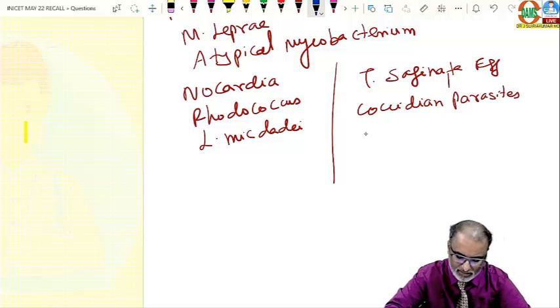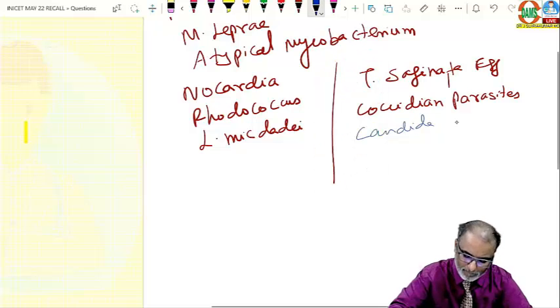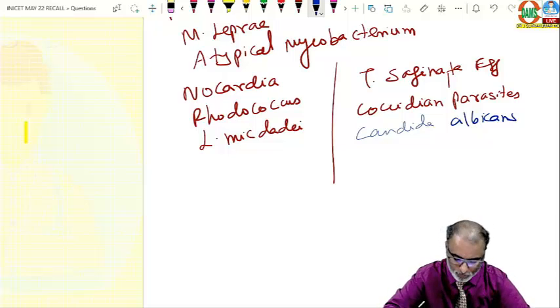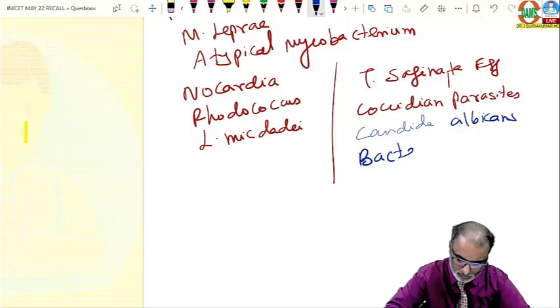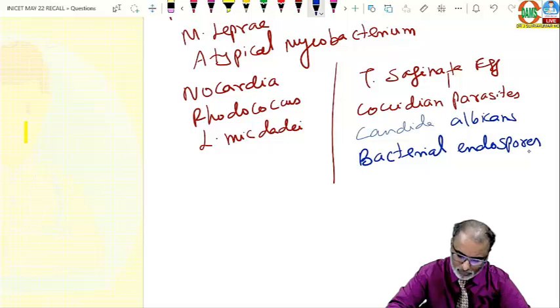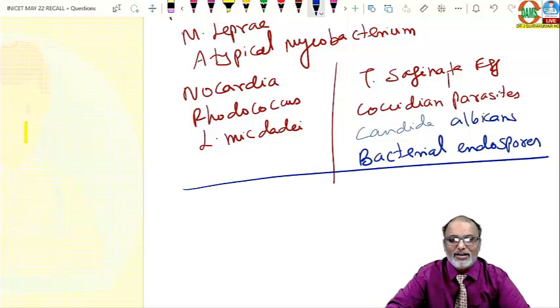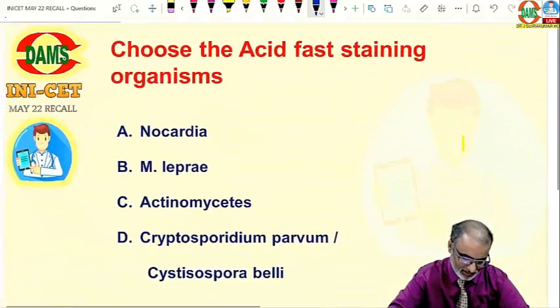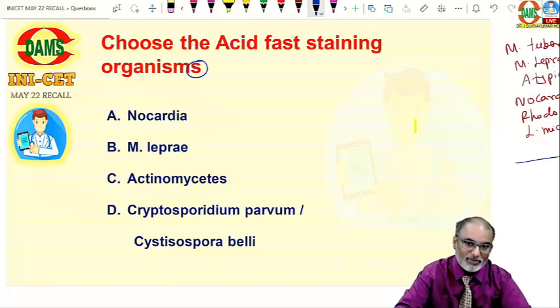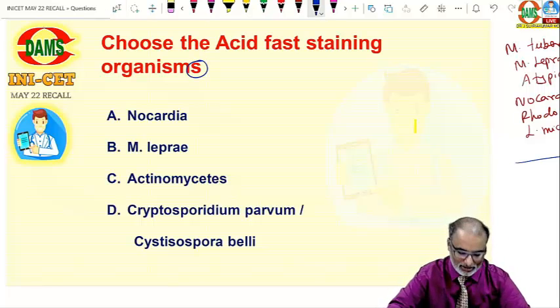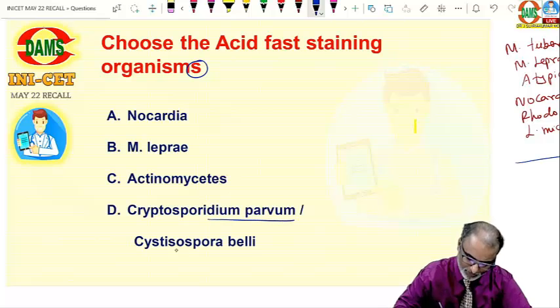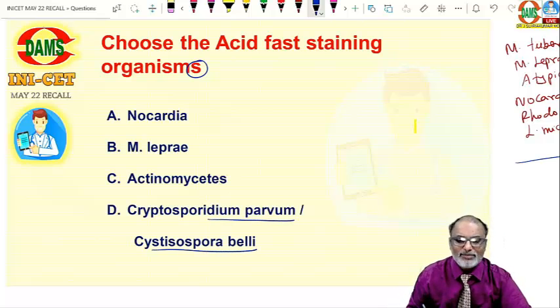Coccidian parasites, Candida albicans, bacterial endospores, all these are acid-fast structures. So if you remember this, you can easily answer it. In this list, they put organisms, I think a multiple choice question. Some people gave Cryptosporidium, some gave Cystoisospora, whatever it may be. Both come under coccidian parasites.